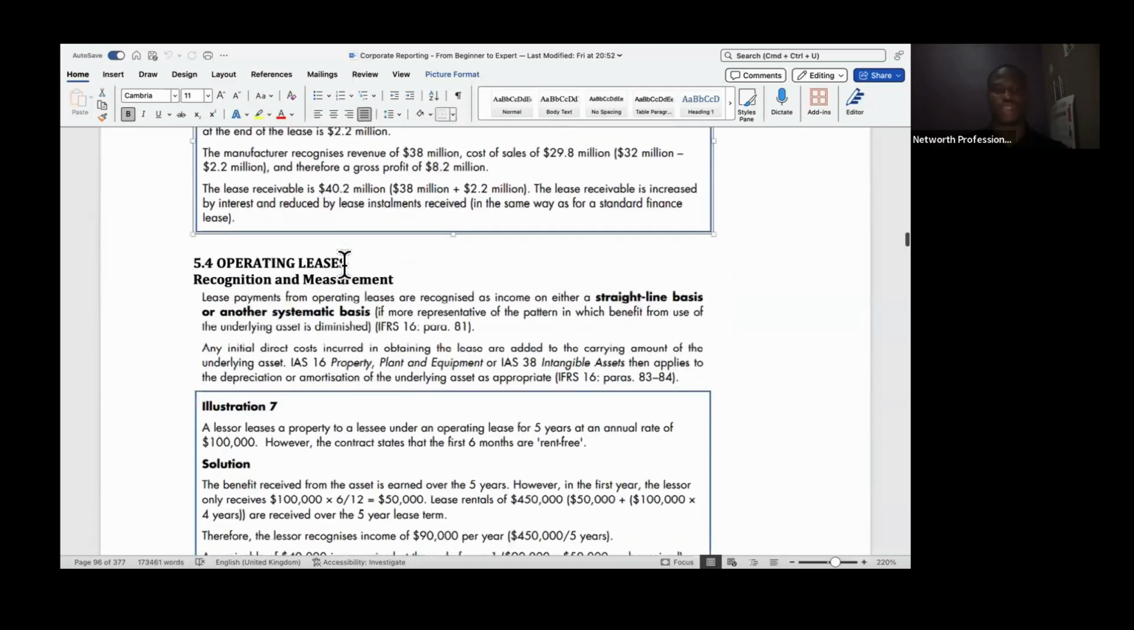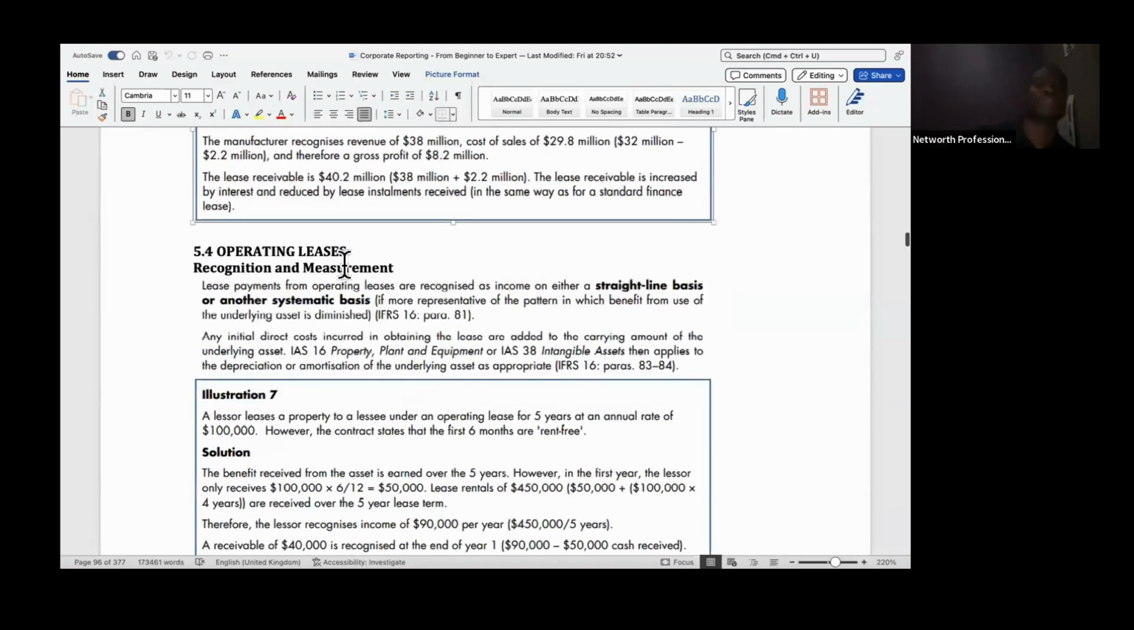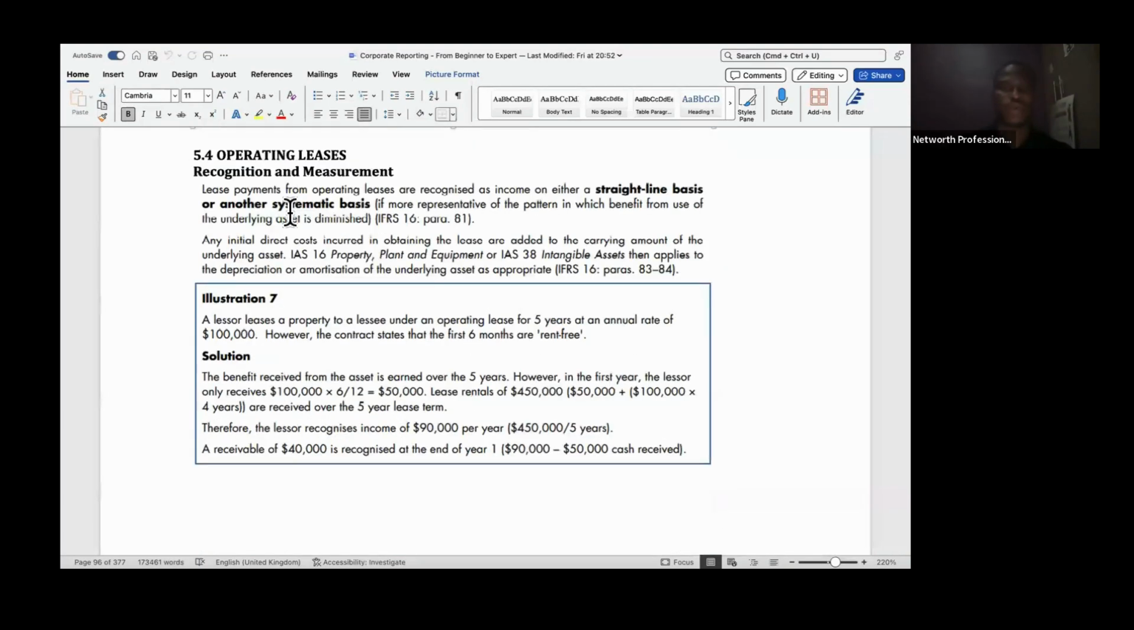And finally for today is operating lease. For operating lease, it is quite straightforward, in the sense that if a lease is not a finance lease, then automatically it is an operating lease. And when we have an operating lease, it's usually a short-term lease, usually like 2 years or even sometimes 1 year, whatever it is.